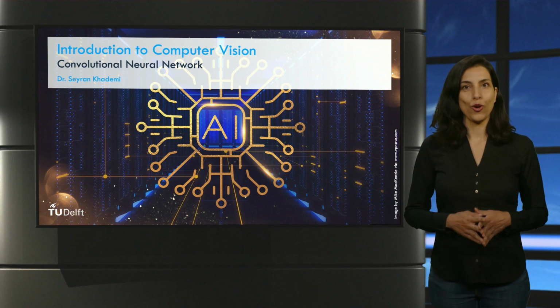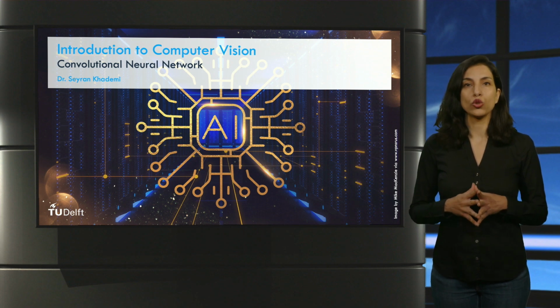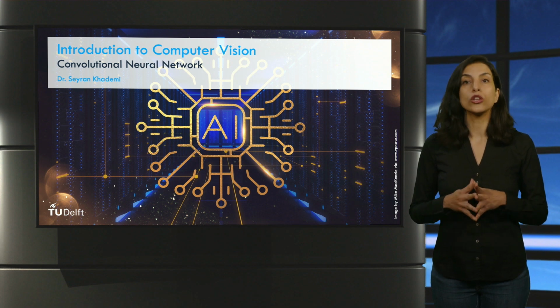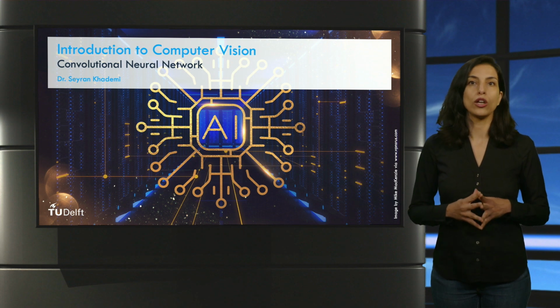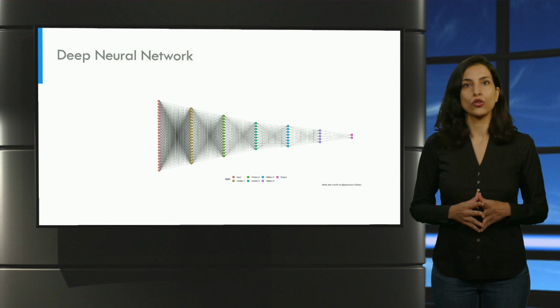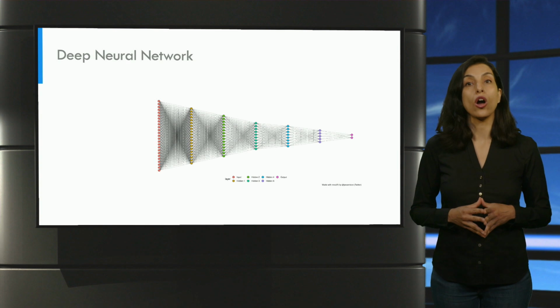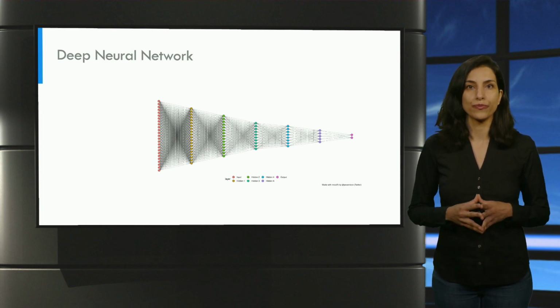In this video, I explain the convolutional neural network as the most important model for computer vision to make sense of the visual data. After watching this video, you will be able to describe the ingredients of a convolutional neural network. Let's look closer at the deep neural networks for image classification. Neural networks are nonlinear transformations of the input image.